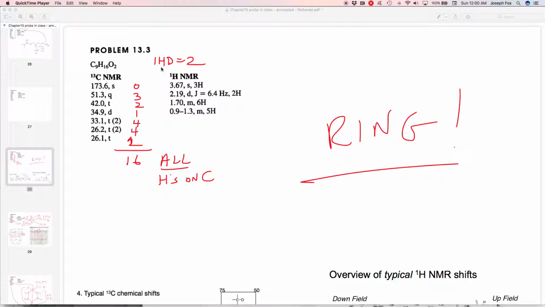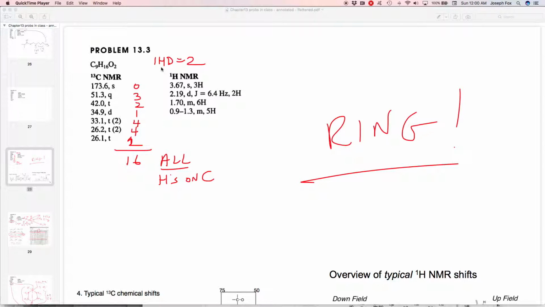So we see that we have a peak at 173.6, which is consistent with a carbonyl peak. Remember from the previous problem, this is going to be an ester rather than a ketone because its chemical shift at 173.6 is much more consistent with an ester and completely inconsistent with a ketone.